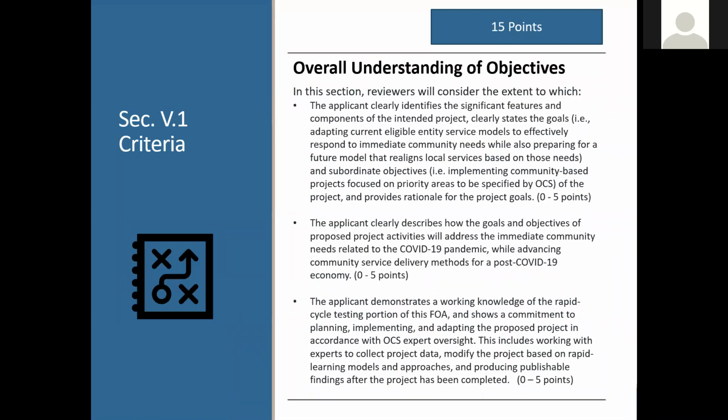For the overall understanding of objectives section, reviewers will consider the extent to which the applicant clearly identifies the significant features and components of the intended project, that they have clearly stated the goals and objectives, and they have provided rationale for the project goals and objectives. Reviewers will also consider the extent to which the applicant clearly describes how the goals and objectives of the proposed project will address the immediate community needs related to the COVID-19 pandemic, while advancing community service delivery methods for a post-COVID-19 economy. This section can be worth up to 15 points.